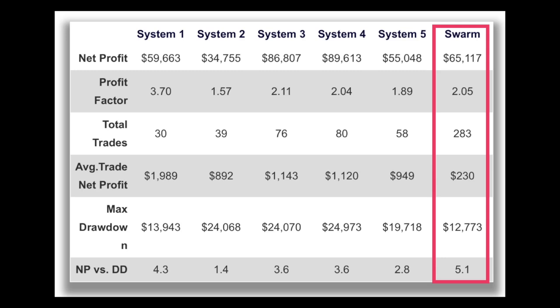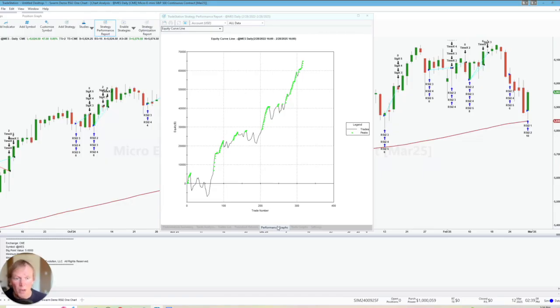Now, look at the average profit per trade. This is something that the swarm will do. It's going to be taking more trades and it's going to be doing it on those micro contracts. Therefore, we are going to be making less per trade, but we're going to be making a lot more trades. So there is some trade-off here. I think it's a very interesting concept, and it really provided benefit by giving us a better risk-adjusted return. Yeah, so that is swarm mode, and I think it's really a great idea.